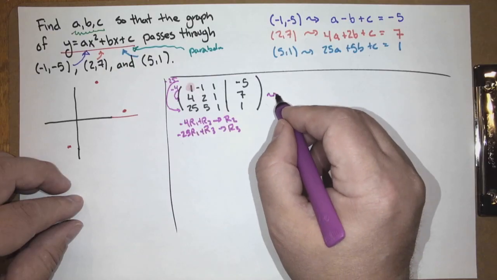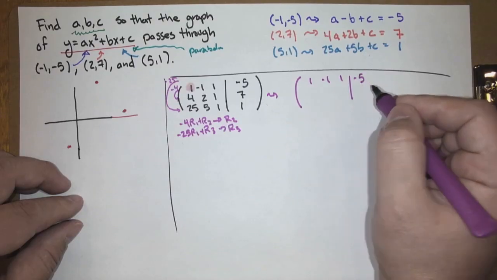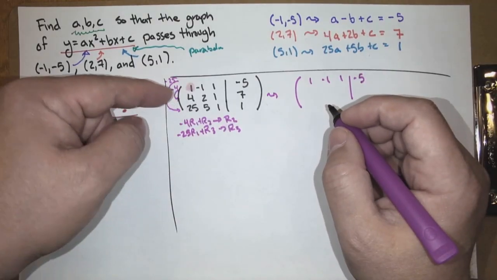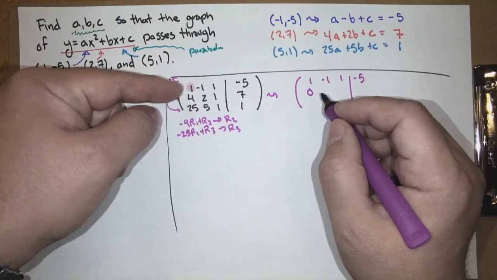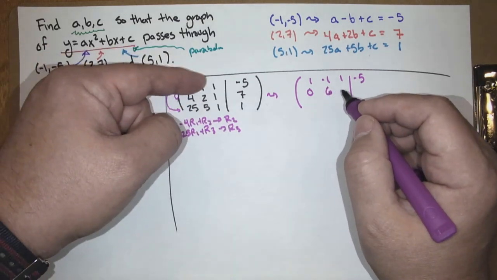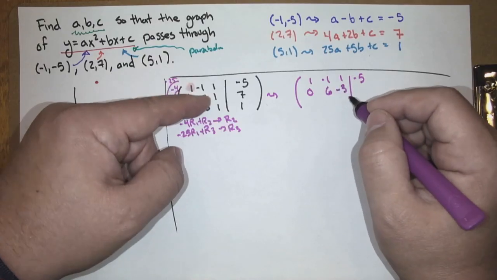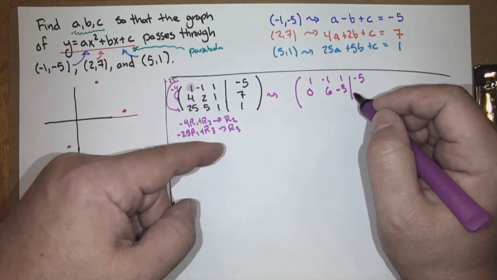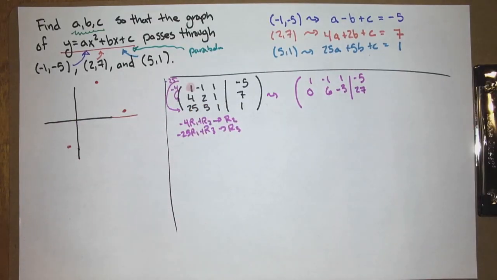Okay, so if we do that, we haven't changed the first row. Next up, we say, well, -4 times the first plus the second. -4 plus 4, 0. -4 times -1 is 4, plus 2, 6. -4 times 1 is -4, plus 1, negative 3. -4 times -5 is 20, plus 7, 27. All right, that's the operation -4 row 1 plus row 2 goes to row 2.